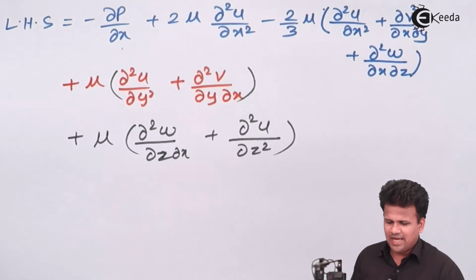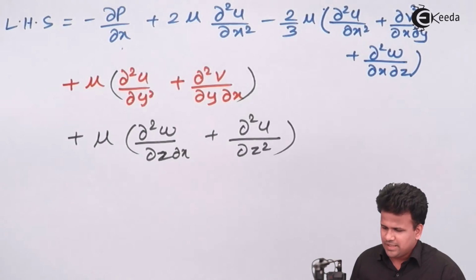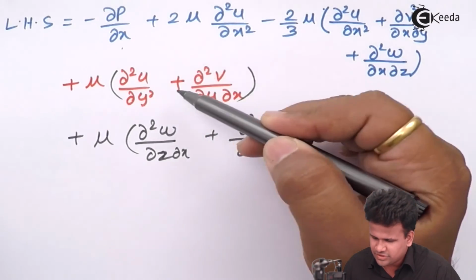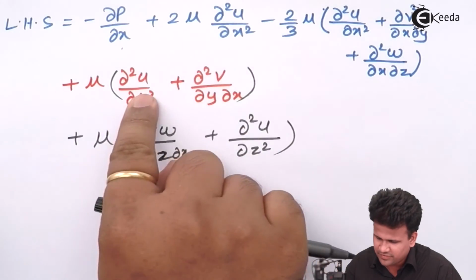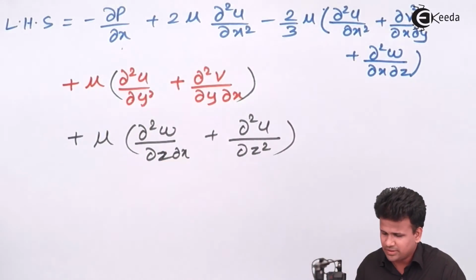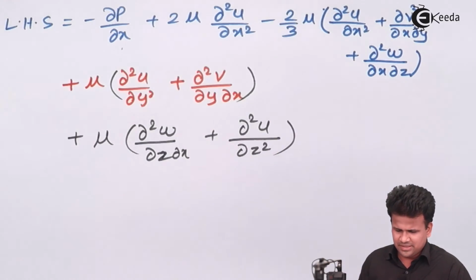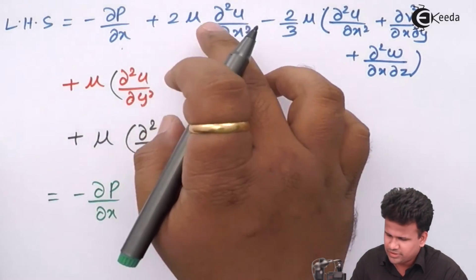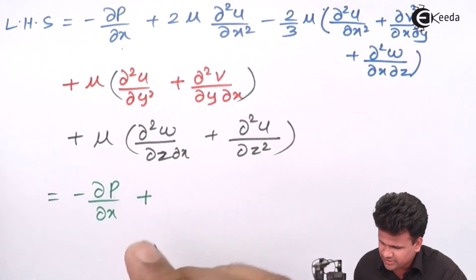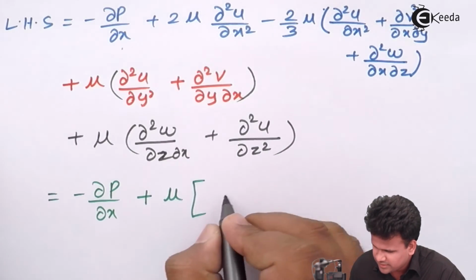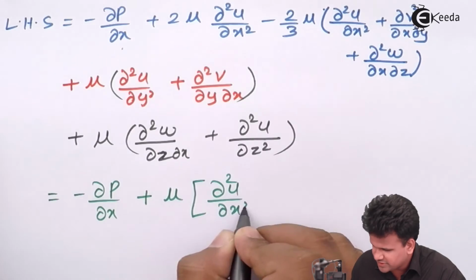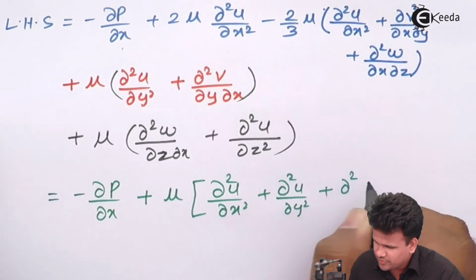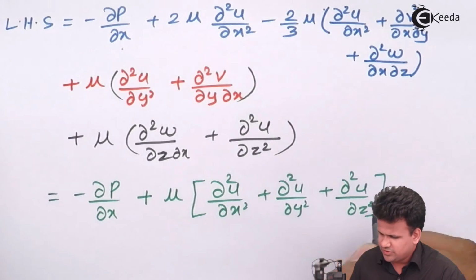So now over here we have to simplify all these terms. So now let us simplify these terms. Over here we will club the terms having second order differentials. So this is of second order with respect to x, this is second order with respect to y, and this is second order with respect to z. So let us club that together. So this is minus ∂p/∂x plus second order terms. So this consists of one second order term with respect to x. So mu will be common. So this is ∂²u/∂x² plus ∂²u/∂y² plus ∂²u/∂z². So we have seen these terms.